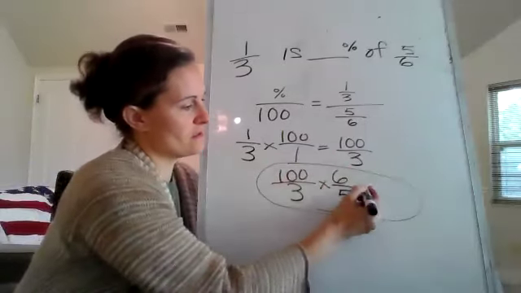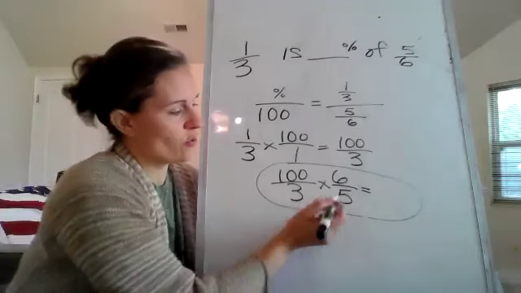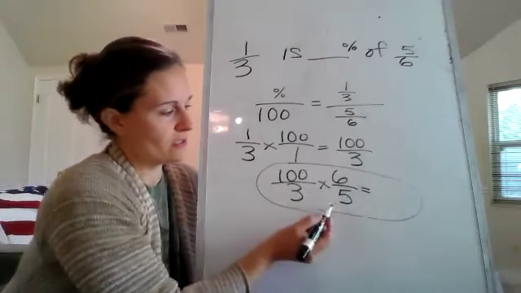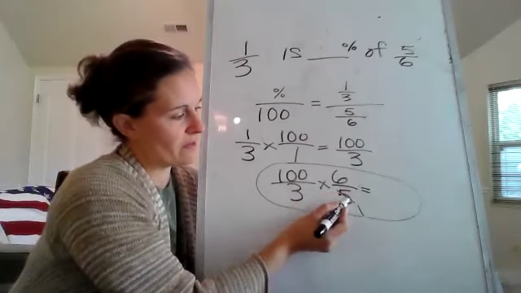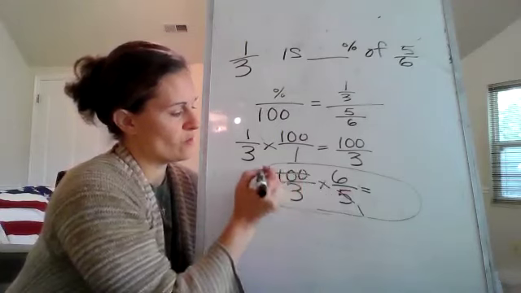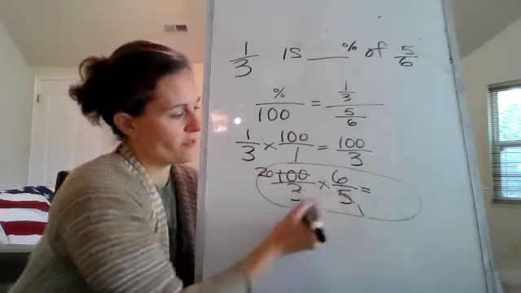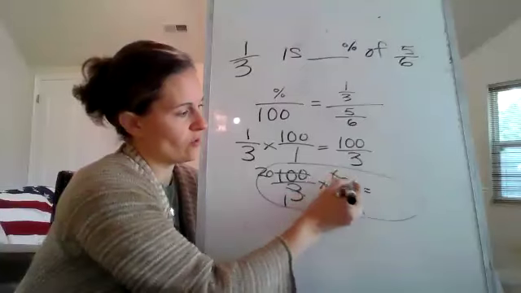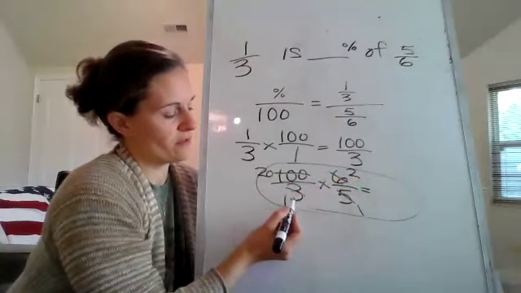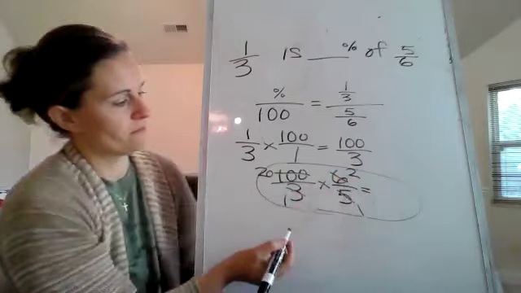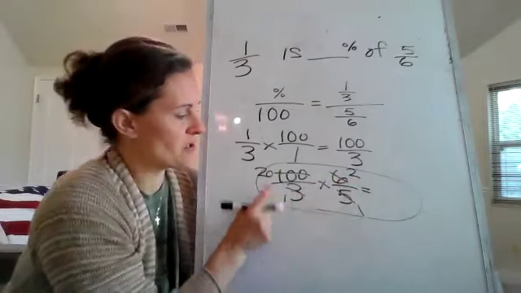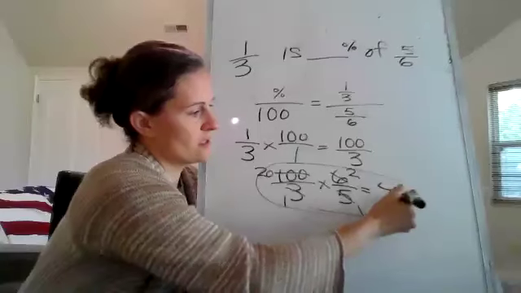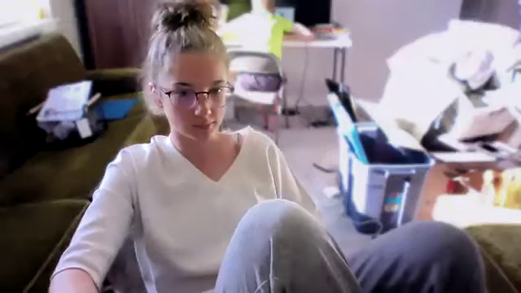So this is going to be our final answer. We just have to solve this. Let's do some cross canceling. We can cancel out the 5 and the 100 because they both have a factor of 5. 5 divided by 5 is 1. 100 divided by 5 is 20. And then the 3 and the 6 can be a 1 and a 2 because we divided them both by 3. Now we just have ones on the bottom, so it's not even going to be a fraction. We just go 20 times 2 is 40.